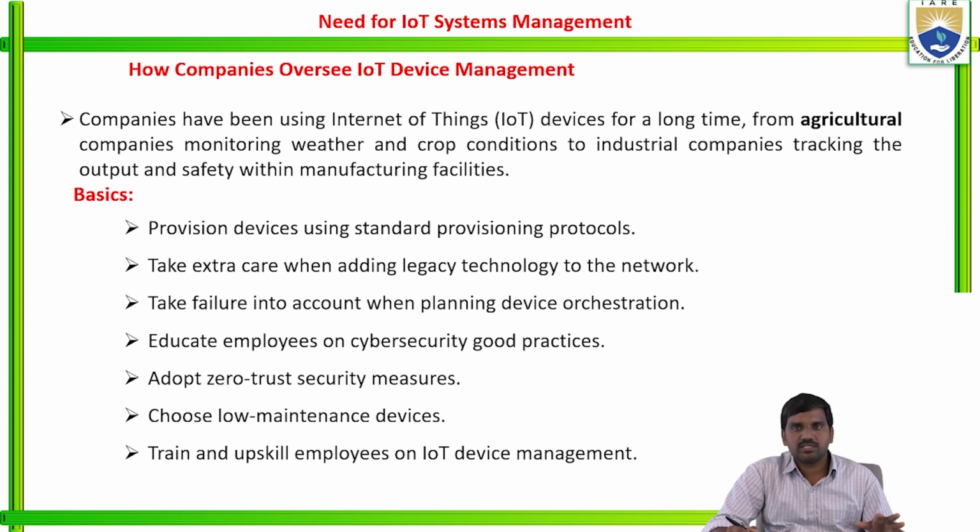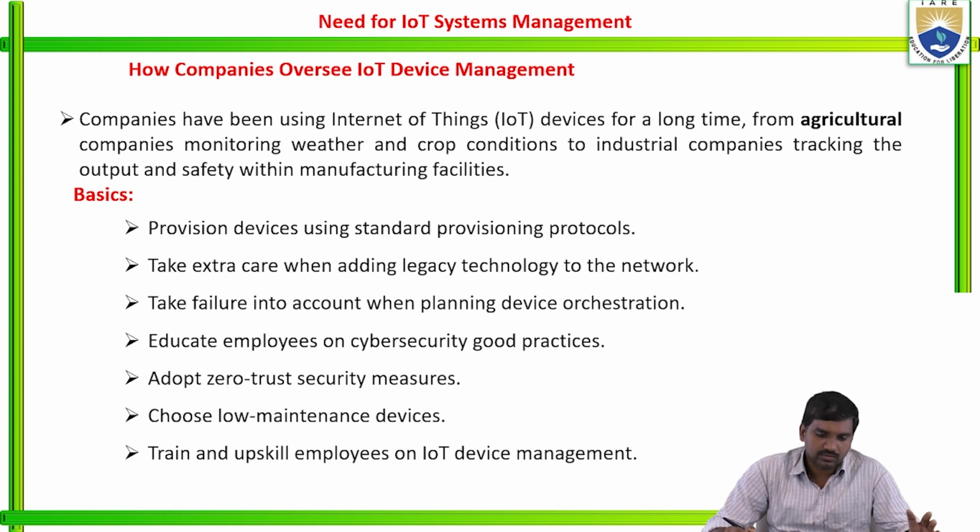Next, how companies oversee device management, and some capabilities of the devices. Companies have been using Internet of Things devices for a long time. Agriculture companies monitor weather and crop conditions, and industrial companies track output and safety within manufacturing facilities. That is how companies oversee IoT device management.